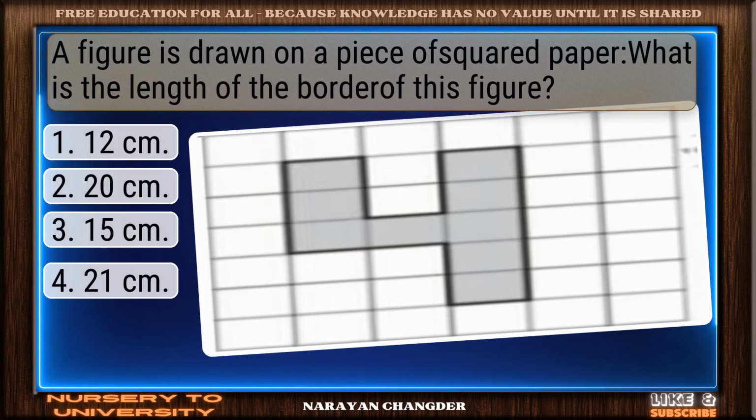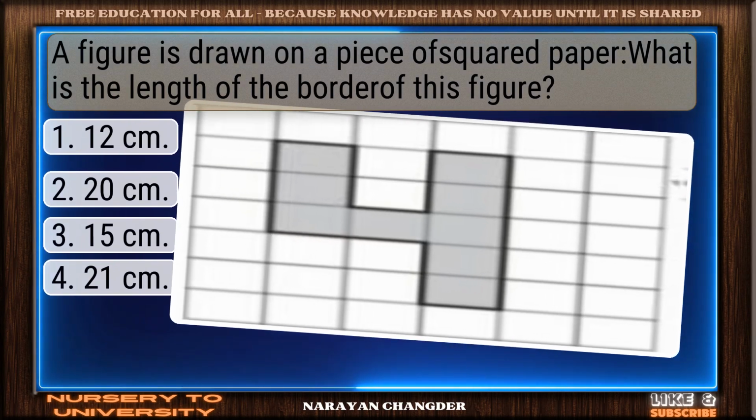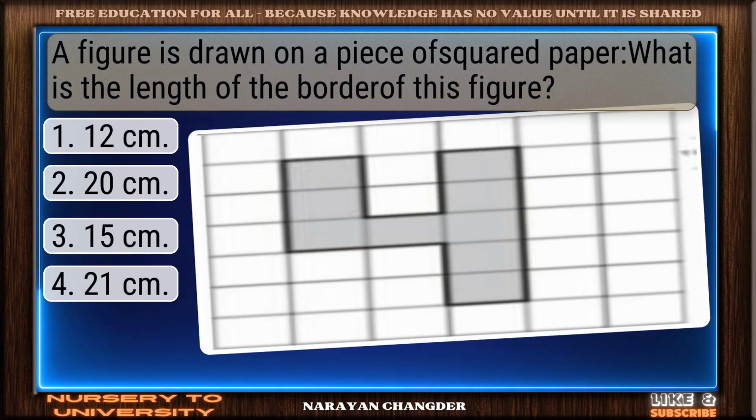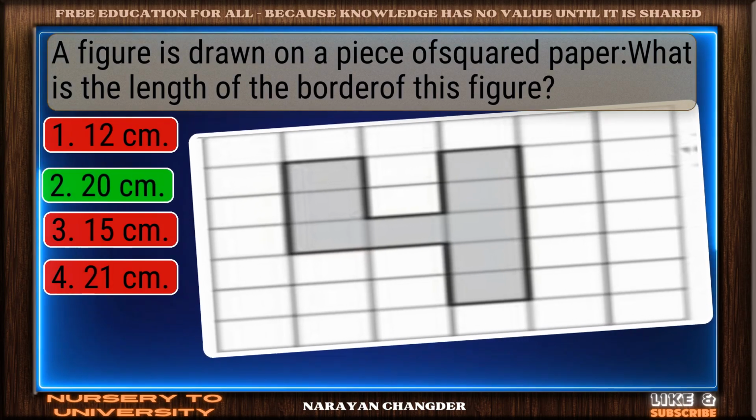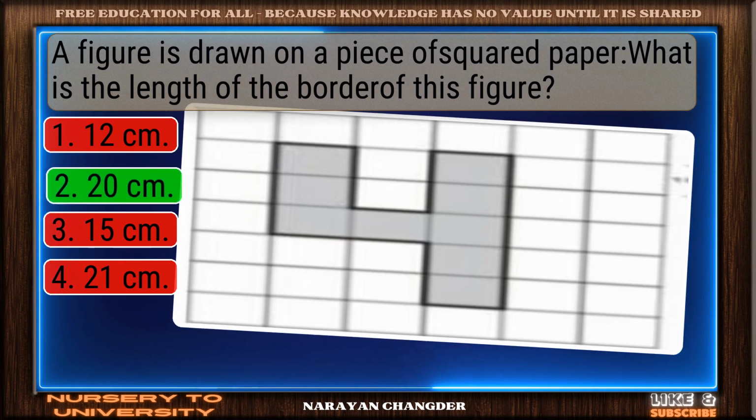A figure is drawn on a piece of squared paper. What is the length of the border of this figure? You chose 20 cm, and it is correct.